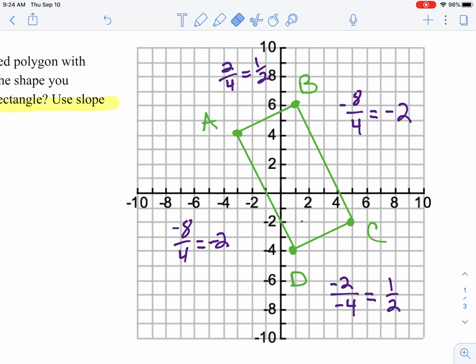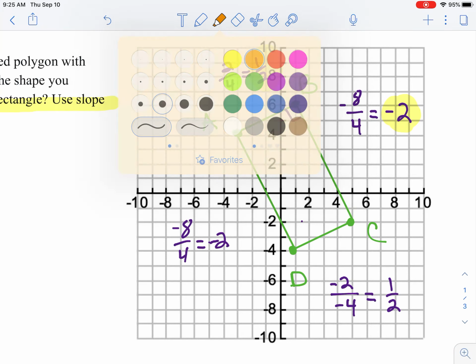Okay. And so now what we want to do is compare our slopes. If you look at the slope of AB, which is a half, and then you look at the slope of BC, which is a negative 2, you want to ask yourself, are these opposite reciprocals? Yes, they are opposite reciprocals, so that means we've just proven that these two lines are perpendicular to each other, therefore that angle has to be a right angle. And then you would go around to do that for the rest of these sides.